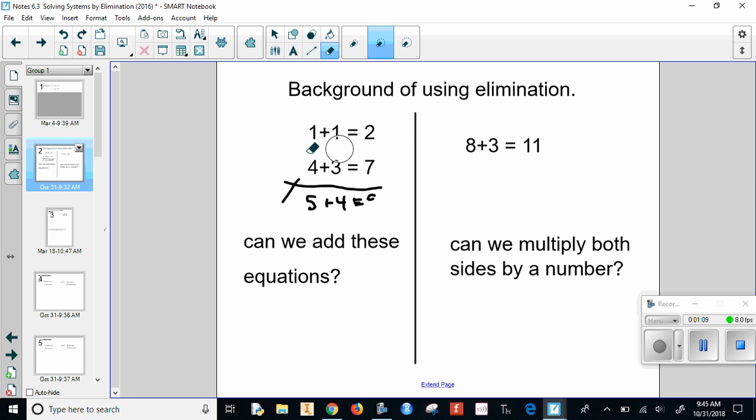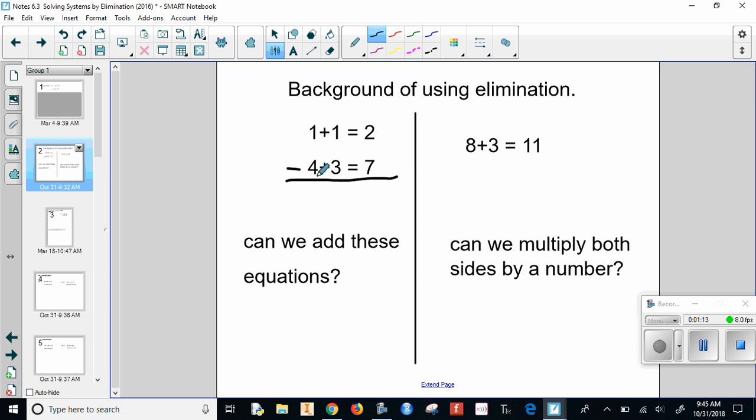Another thing that I want to check, what if I subtract these? If I have 1 minus 4 is negative 3, 1 minus 3 is negative 2, does that equal negative 5? Yes. We can add and subtract, and the result is another equation that is true.